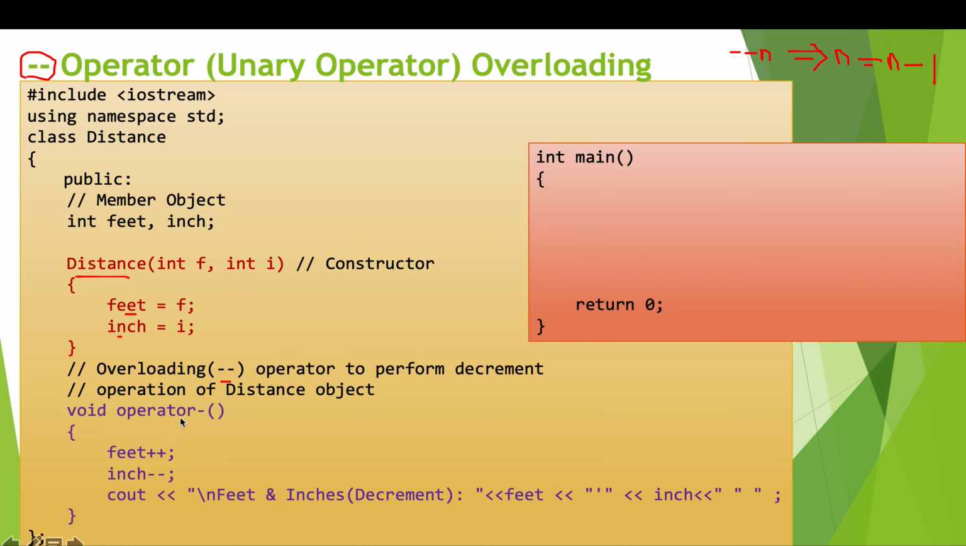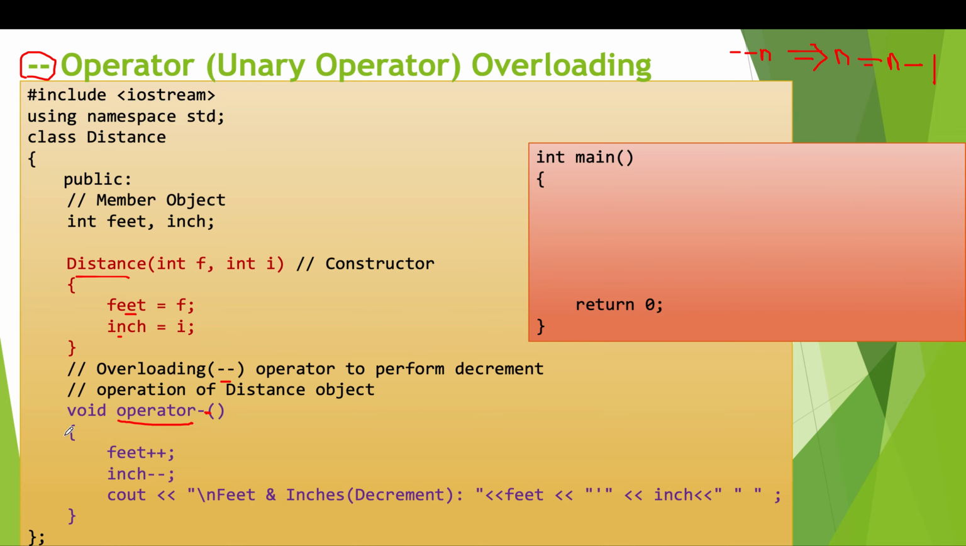Now how do we write it? You need to look into the syntax for writing it. The first thing is going to be the return type of the function. The next thing is going to be the keyword. What is the keyword? The keyword is operator. This operator keyword will always be there in all operator overloading functions. So we write void, we write the keyword operator, and after that we write the operator that we want to overload. This should be minus minus. So the minus minus operator is the one which we want to overload.